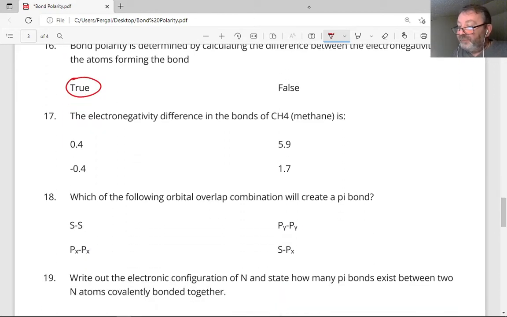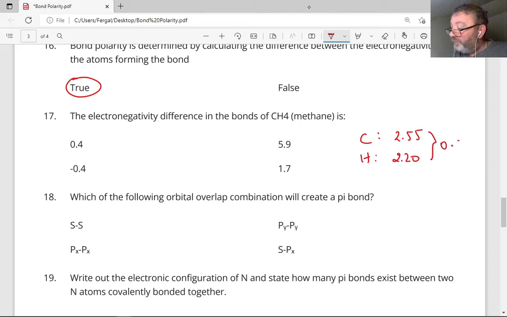17. The electronegativity difference of the bonds of CH4. Now again, just write them down. Go to your tables. Carbon is 2.55. And don't be afraid to do this mathematically. Hydrogen is 2.2. So therefore the difference between them is 0.35, which rounded off is 0.4.